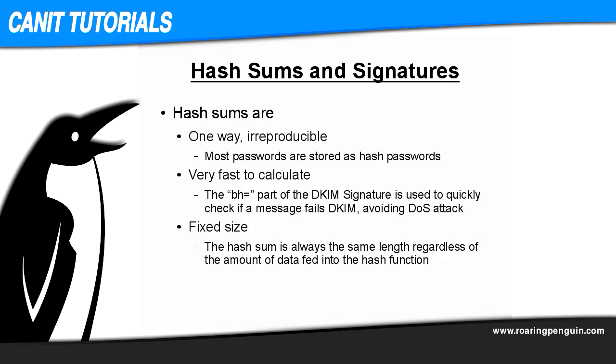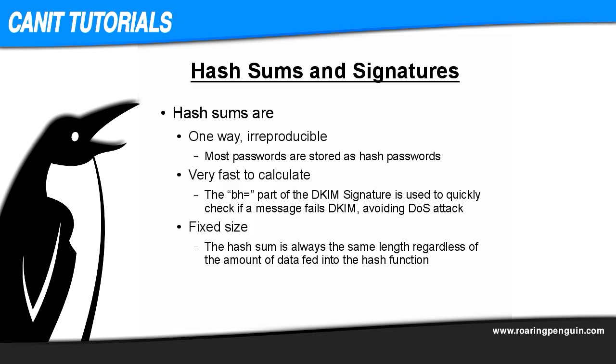Hash sums are very fast to calculate, which is why the DKIM signature includes the unencrypted hash sum of the data in the BH tag. A DKIM checker can quickly see if the data is okay before spending more time decrypting the signature to do a full check, and thus can avoid some types of denial of service attack.